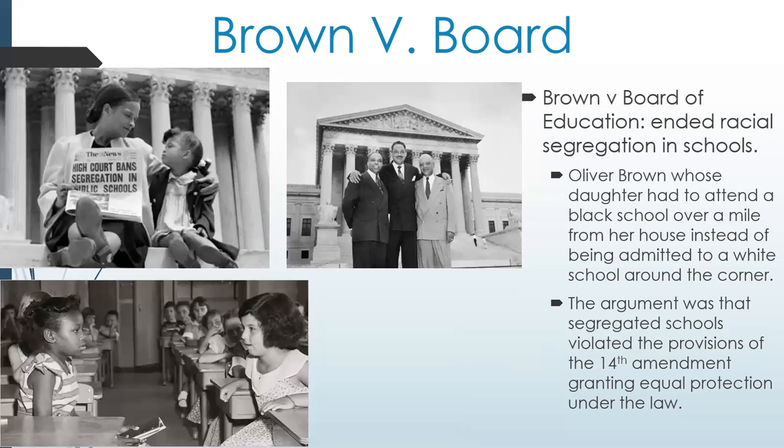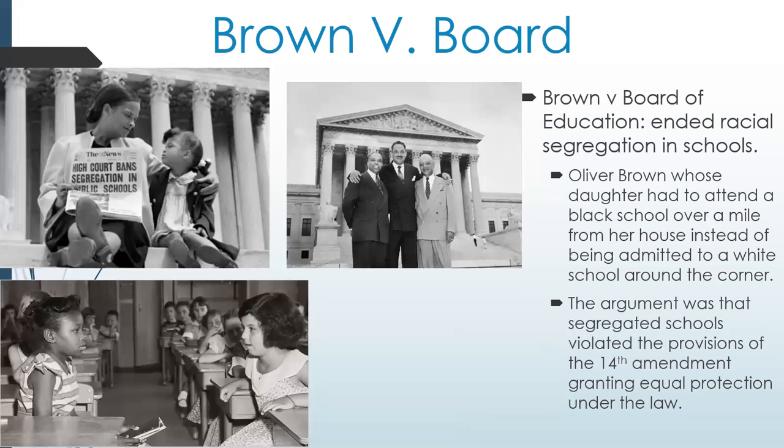Well, in this Supreme Court case, a guy named Oliver Brown, whose daughter had to attend a black school over a mile from her house instead of being admitted into the white school around the corner. So that's the issue, right? Oliver Brown wants his daughter to go to the school that's closest to his house. It's right around the corner. But due to segregation, she is not allowed to do so. This is in Topeka.